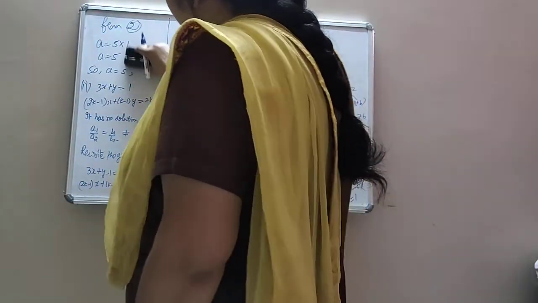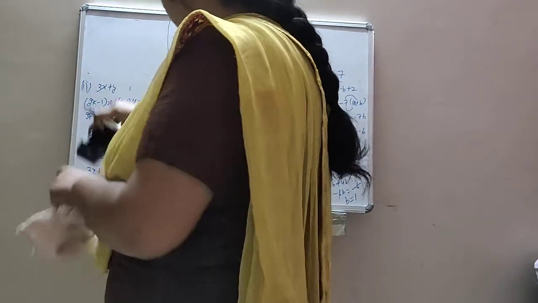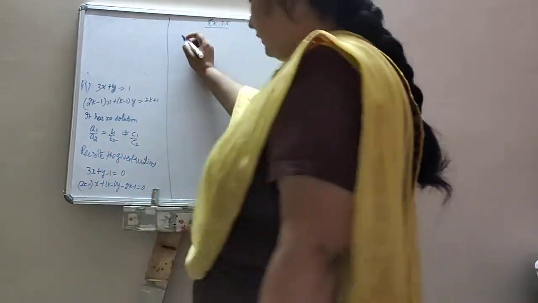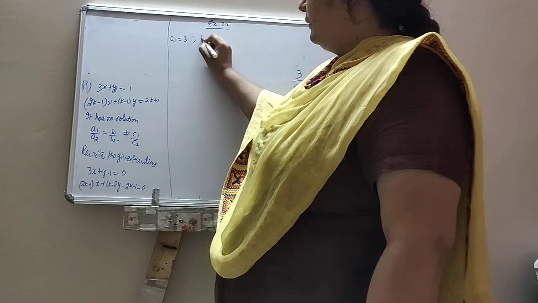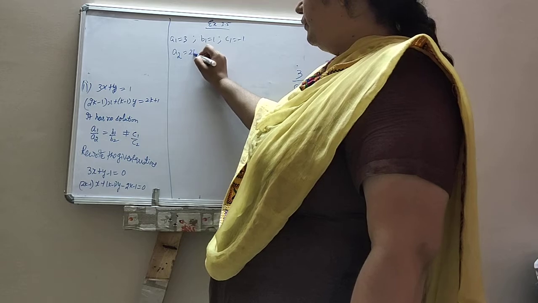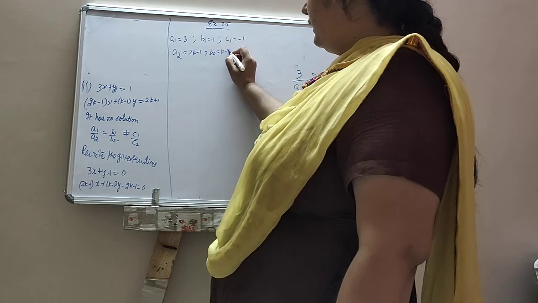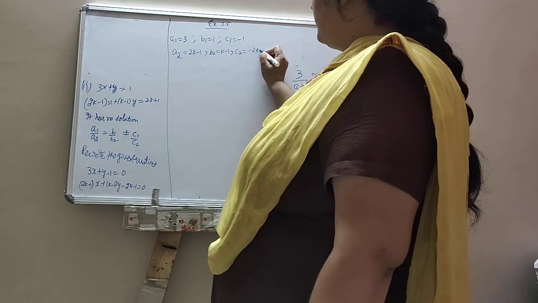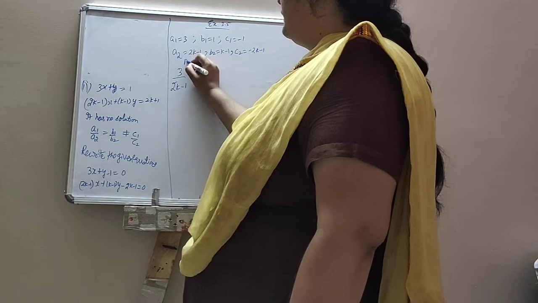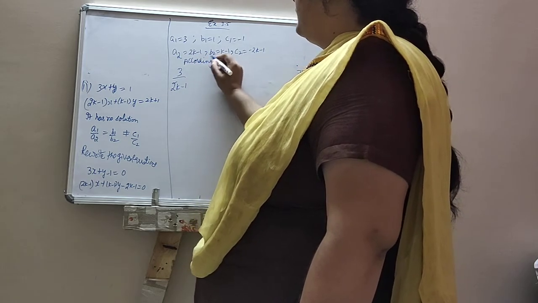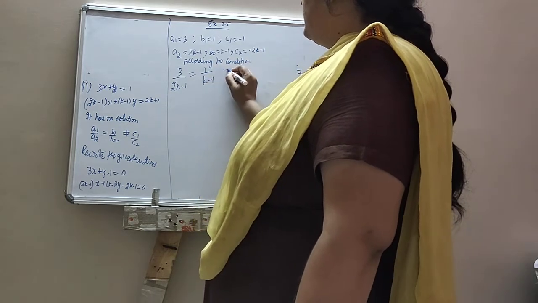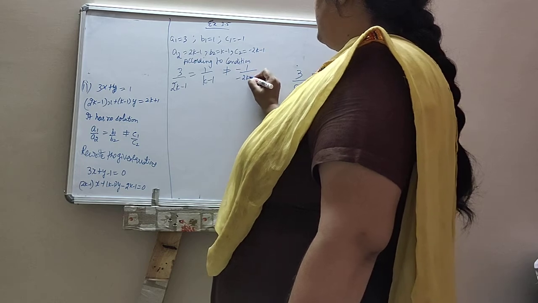Child, I am going to raise this part also, because this was of the previous one, so that there is no confusion. So a1 is 3, b1 is 1, c1 is minus 1, a2 is 2k minus 1, b2 is k minus 1, c2 is minus 2k minus 1. Now the condition: 3 by 2k minus 1 is equal to 1 by k minus 1 is not equal to minus 1 by minus 2k minus 1.